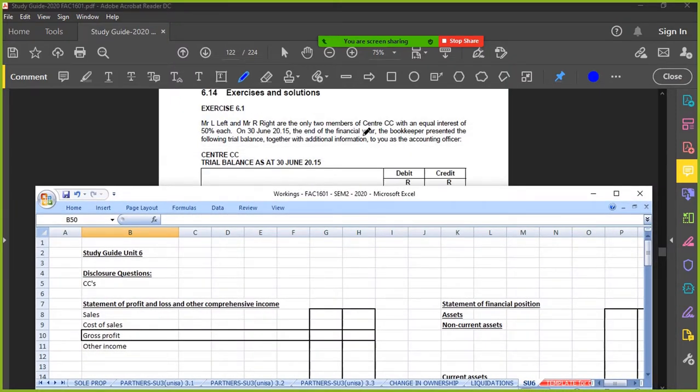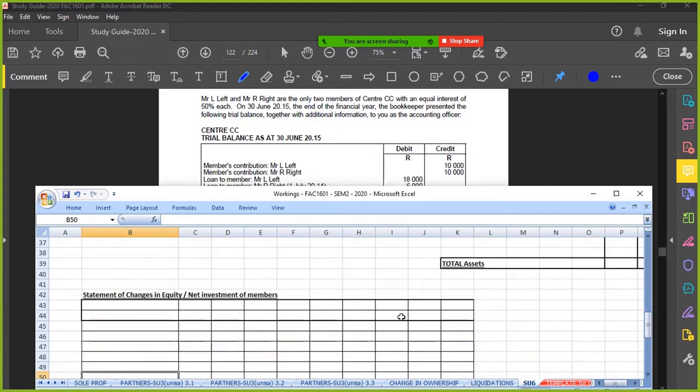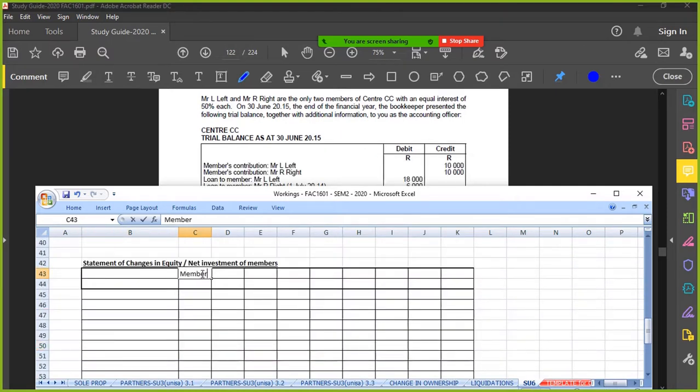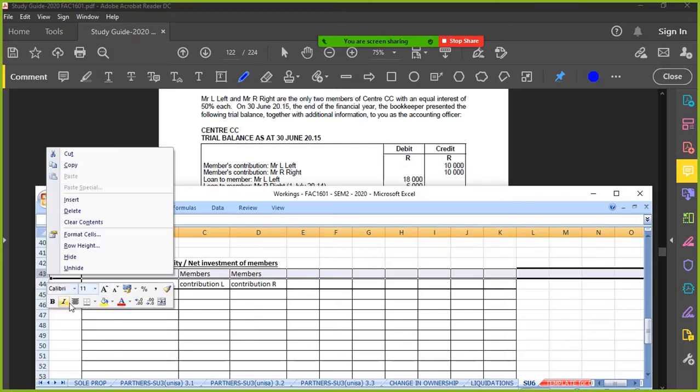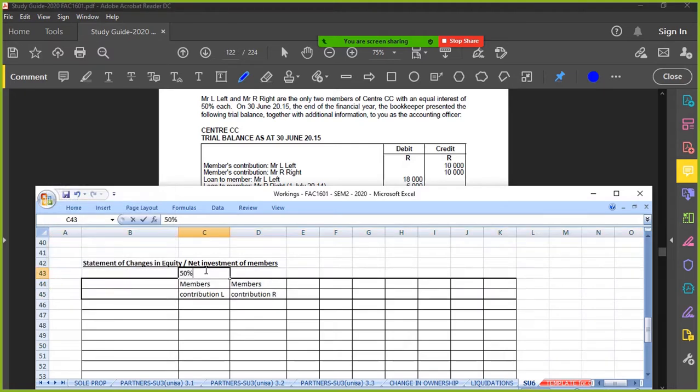6.1. Okay, you've got Left and Right. They're looking at a CC, 50-50 each. So members' contribution, L and R, 50-50. That's important to note as well because of possible distributions. Okay, this is the end of the financial year. They've given you a trial balance together with additional information. You're obviously the accounting officer.